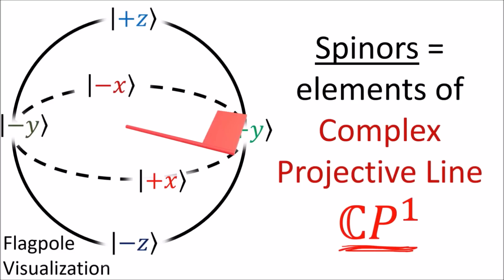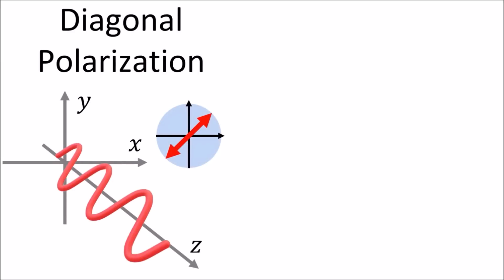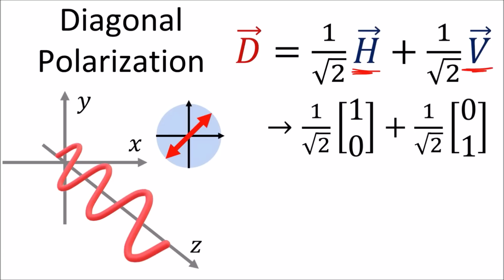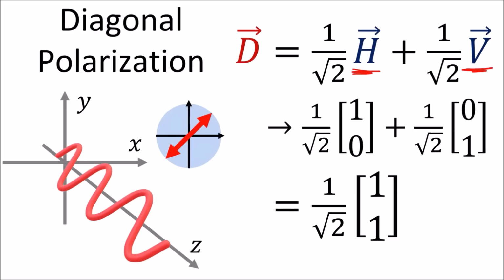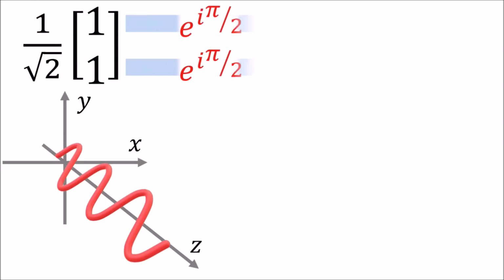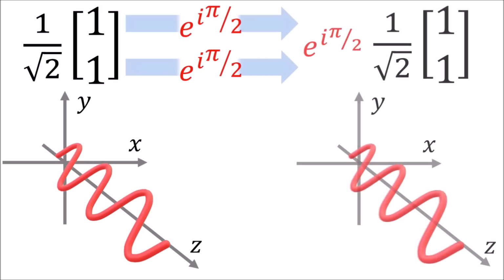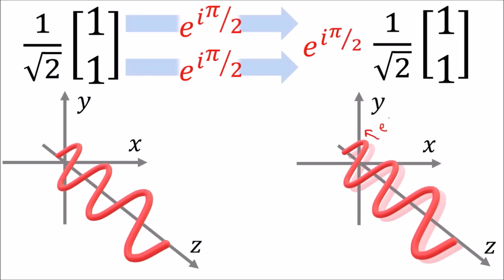To begin, let's review some of the basic facts about Jones vectors and quantum spin state vectors. A diagonally polarized wave is made up of equal amounts of horizontally and vertically polarized waves. However, if we phase shift the horizontally and vertically polarized waves by the same amount, all this does is shift the entire wave along the axis of travel. The wave is still diagonally polarized, so the polarization is unchanged. So we know that multiplying a Jones vector by an overall phase does not change the polarization.